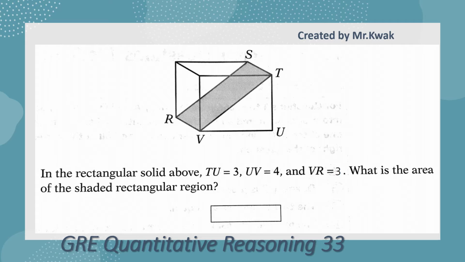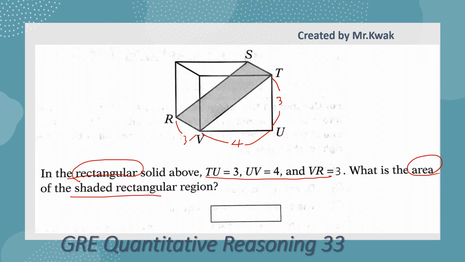So let's read the question together and underline important factors first of all to analyze. In the rectangular solid above, line TU is 3. The length is 3. UV is 4. And VR or RV is 3. What is the area of the shaded rectangular region?